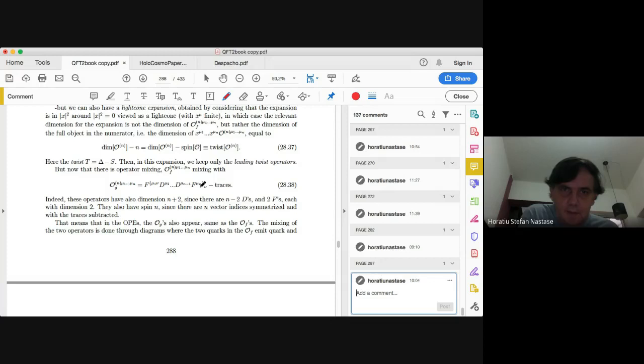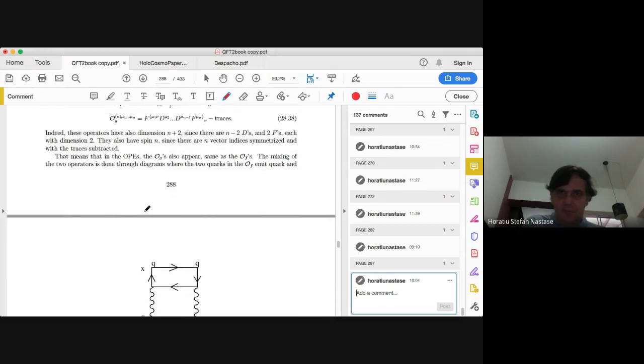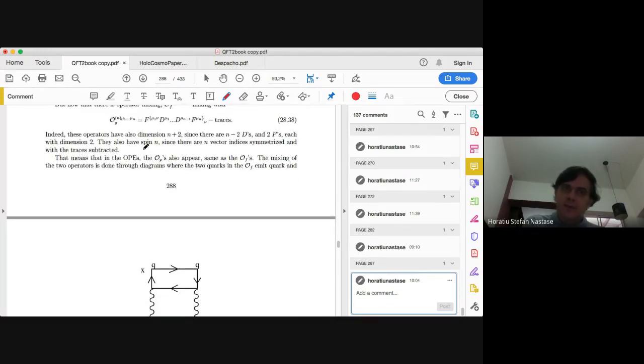Sorry, no, yeah, nu is summed over, so that doesn't count. And then I have free indices mu1 up to mu n, so symmetric traceless. That's still spin n. So both the dimension and the charge, in this case spin, are equal. So there is a possibility of mixing. As I said, only operators of the same charges can mix. That means that in the OPE, both OGs can appear also the same as OFs.